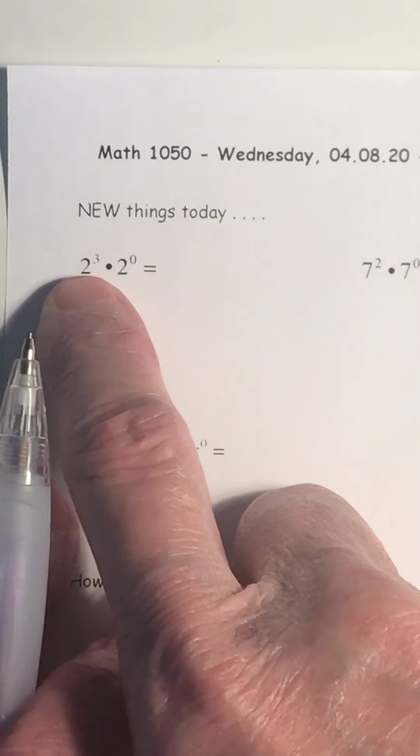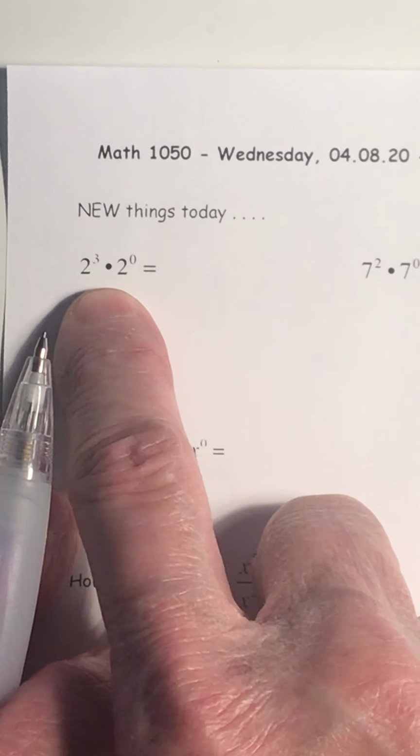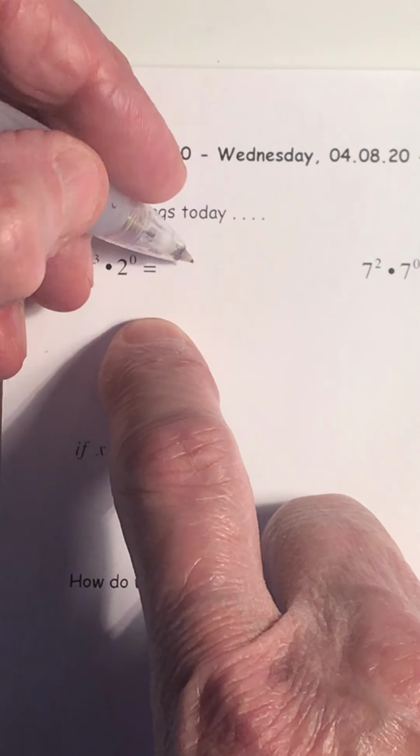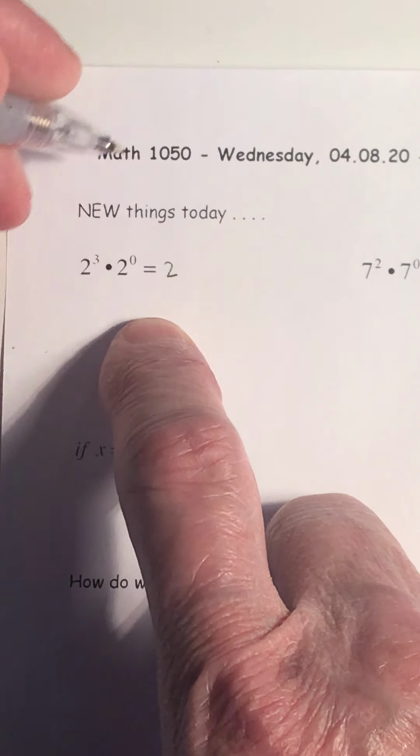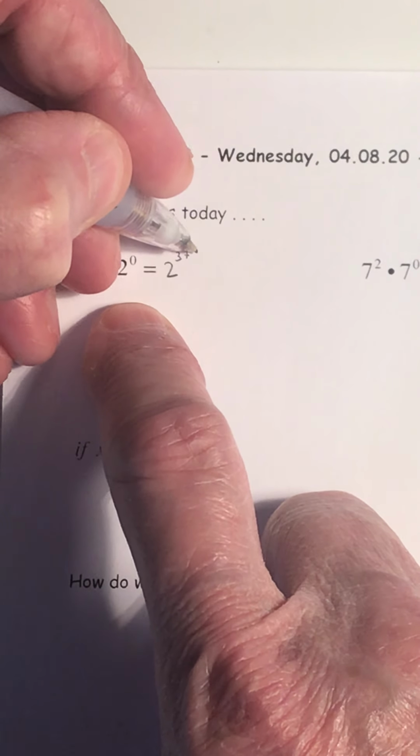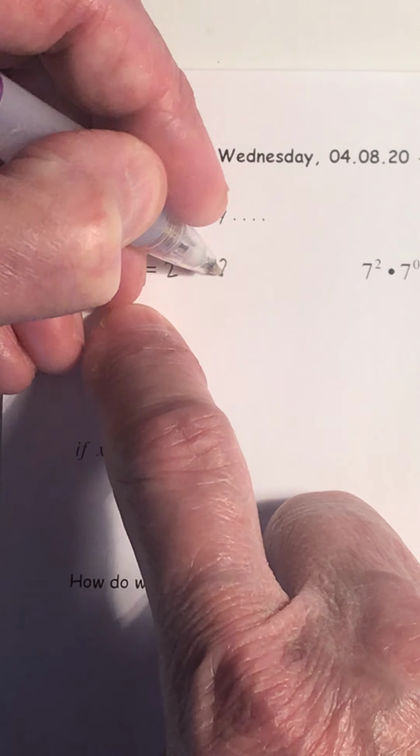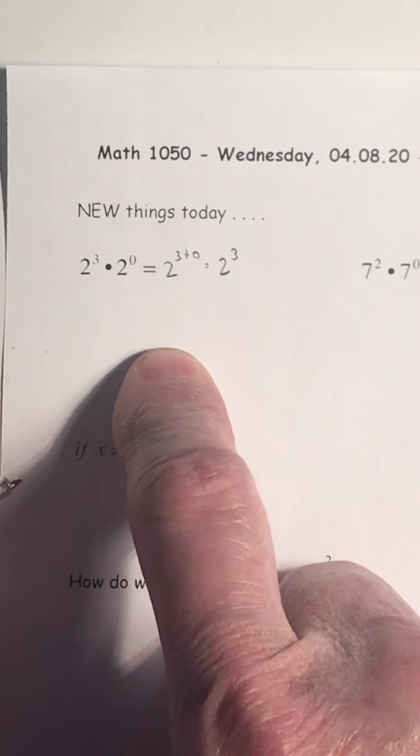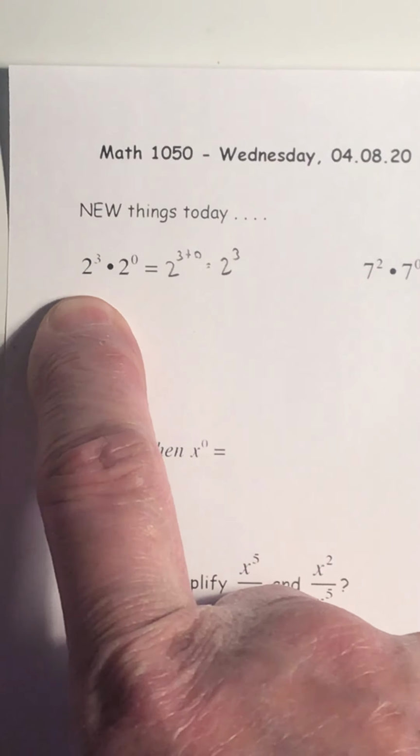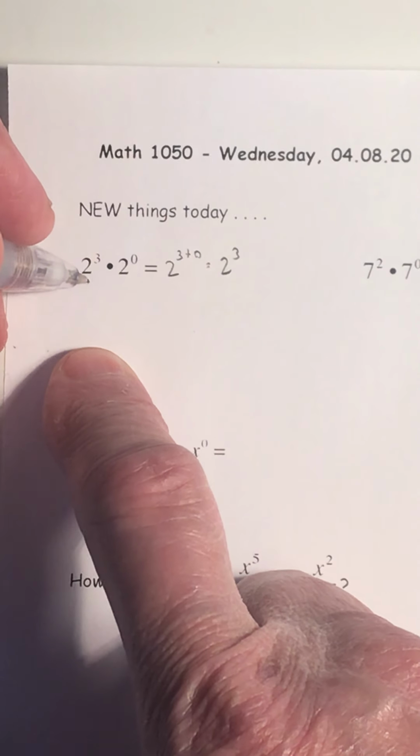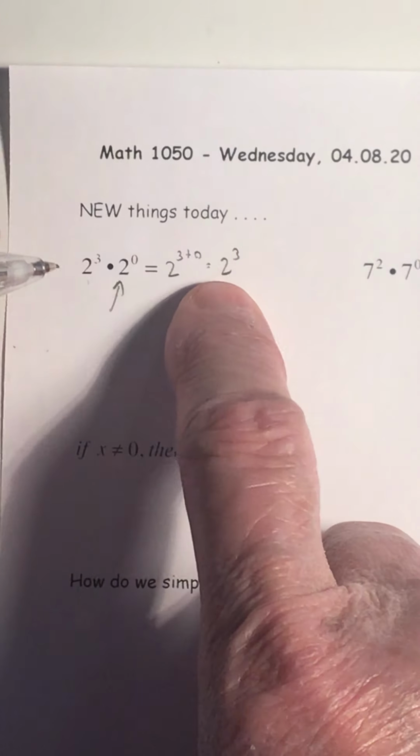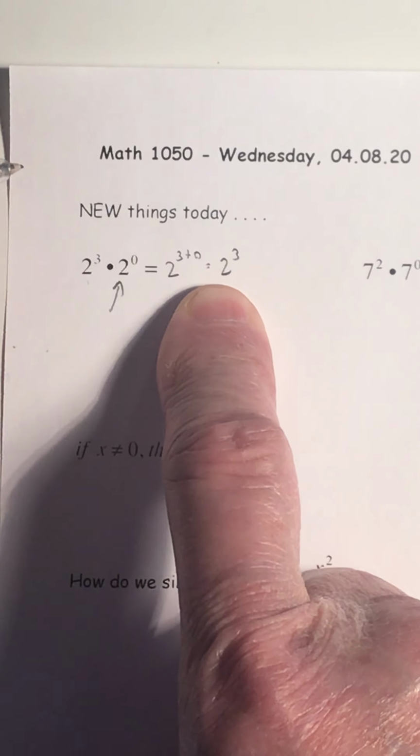Remember that if we have something to a power times something to a power, as long as the bases are the same, there's 2 to a power times 2 to a power, we're supposed to add the exponents. So we would get 2 to the 3 plus 0. And 3 plus 0 is 3, so we're getting 2 to the third, which, by the way, is 8. Let's go back here for a minute. We started with 2 to the third. We multiplied it by this, and we got the answer 2 to the third.